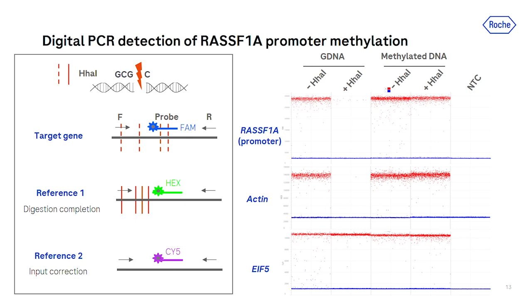On the right, the 1D clustering shows healthy genomic DNA and methylated DNA before and after restriction enzyme digestion. HhaI digests unmethylated cytosines on reference 1 actin and RASSF1A, showing no formation or very few positive clusters in red. Reference 2 EIF5 shows positive clusters in each well of genomic DNA and methylated DNA, since it has no cutting sites for the restriction enzyme. Thus, methylated cytosines on the target gene RASSF1A resist enzyme digestion and show positive clusters or PCR amplification.